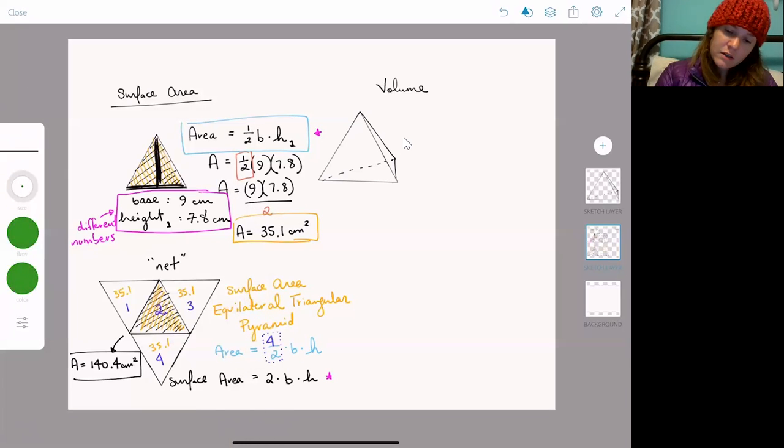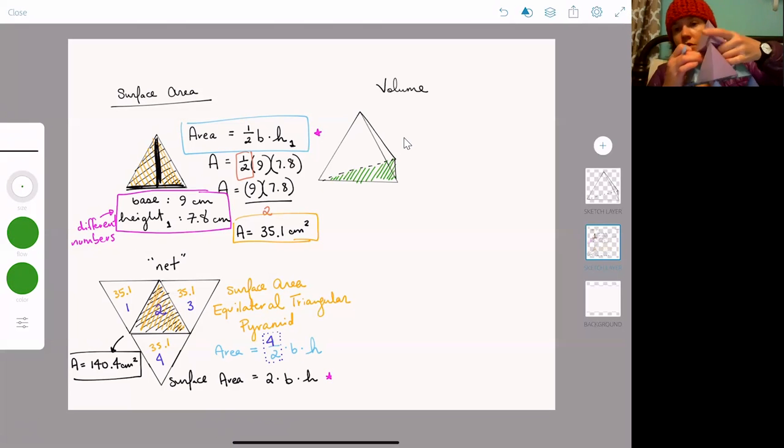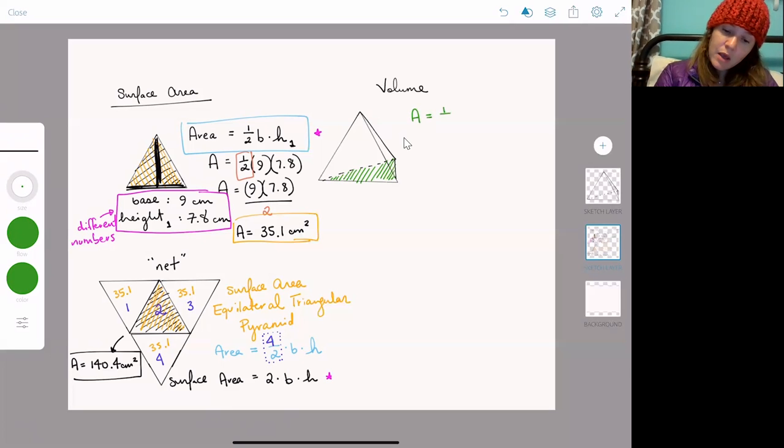I want to find the area of one of my faces. Okay, so that would be like finding the area of maybe just this side here, or the area of this triangle, which we just found. So we know that we start out with the area of a triangle. It's going to be 1/2 base times height.